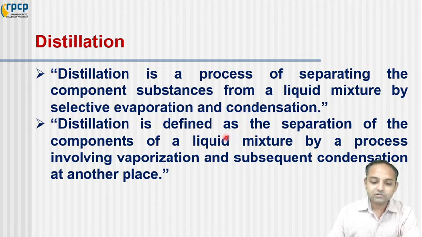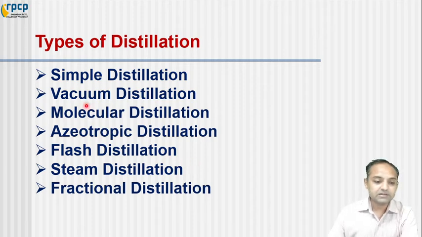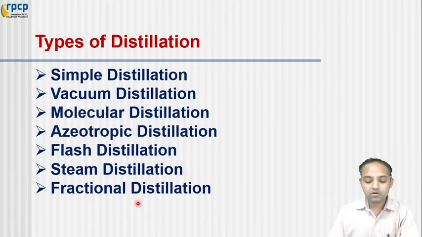In another way, it is also defined as the separation of the components of liquid mixtures by a process involving vaporization. When we are performing distillation and we apply heat, the solvent is vaporized, and the vapor that is formed is subsequently condensed, and purification takes place. These are the different types of distillation: simple distillation, vacuum distillation, molecular distillation, azeotropic distillation, flash distillation, steam distillation, and fractional distillation. Each of these techniques has its own applications.